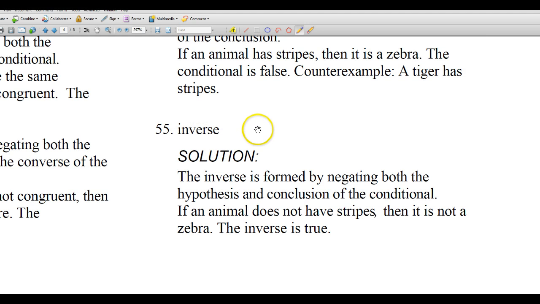Now we're going to take the inverse. So we're going to negate the hypothesis and conclusion of the conditional. So if an animal does not have stripes, then it is not a zebra. And the inverse is true. Think about that. We have an animal, it does not have stripes. So if the animal does not have stripes, there's no way it can be a zebra, because zebras have stripes.